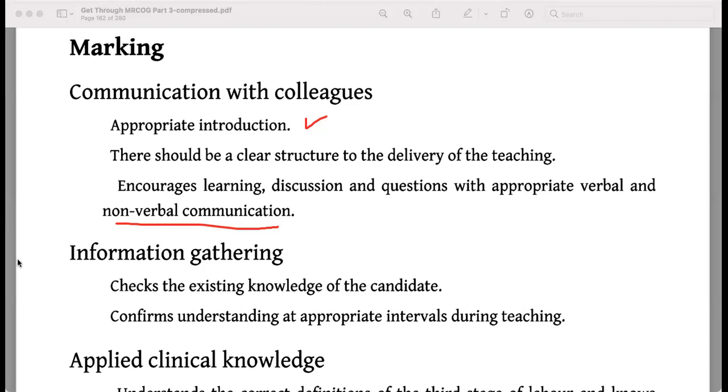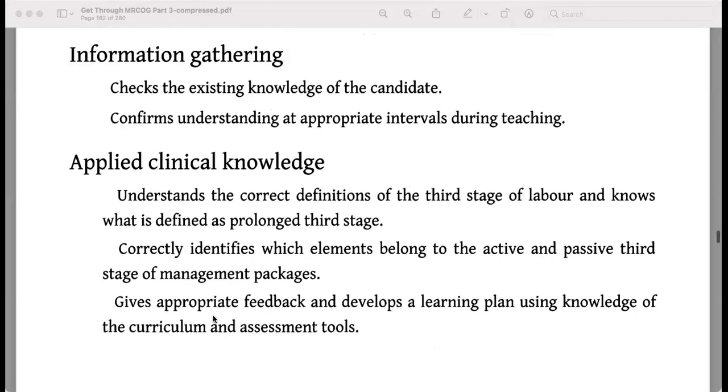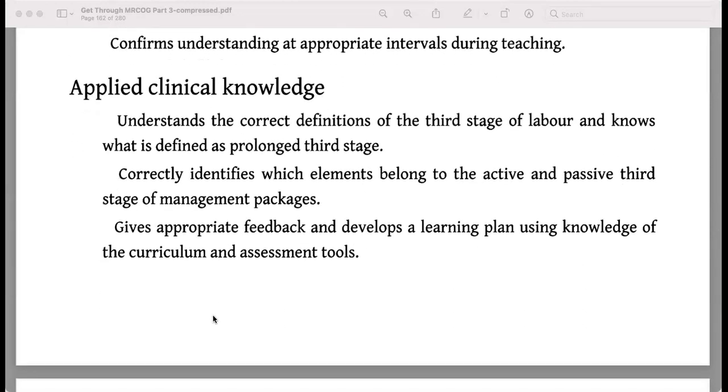Information gathering: check the existing knowledge of the candidate. You checked the knowledge of the candidate and the definition, so it's fine. Confirm understanding at appropriate intervals during the teaching. Please work on that. You can do it at least 3 times during the teaching. Applied clinical knowledge: understand the correct definition of the third stage of labor and know what is defined as prolonged second stage. So you have done this.